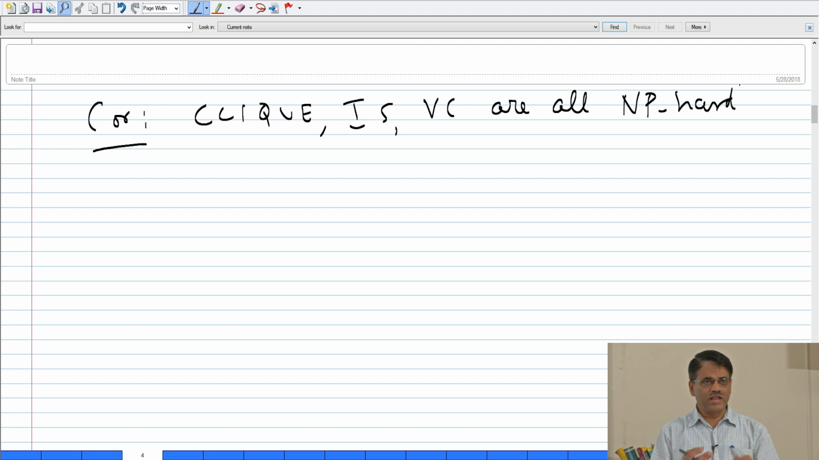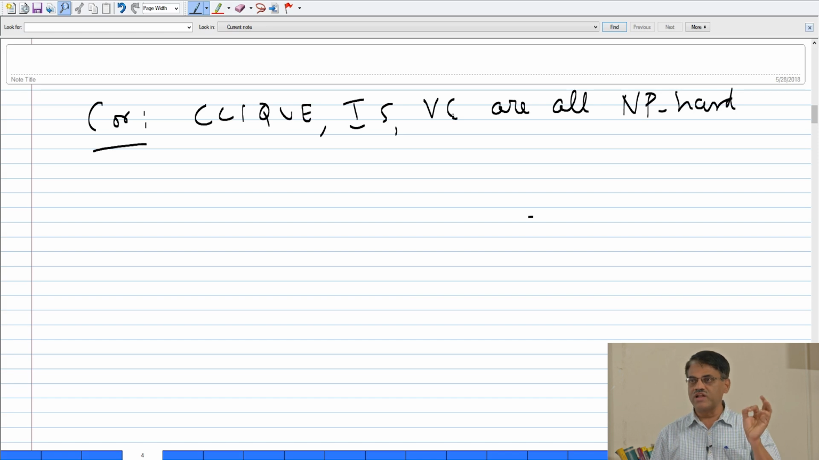They are all in NP, because how do you show something is in NP? You just have to show that there is a witness for the yes answer, which can be verified in polynomial time. So the subset, which is the answer, is the witness here, and you can verify that they form a clique or an independent set or a vertex cover very easily.